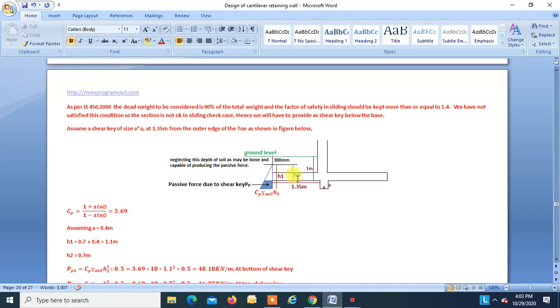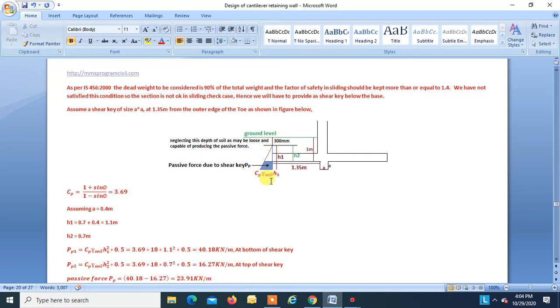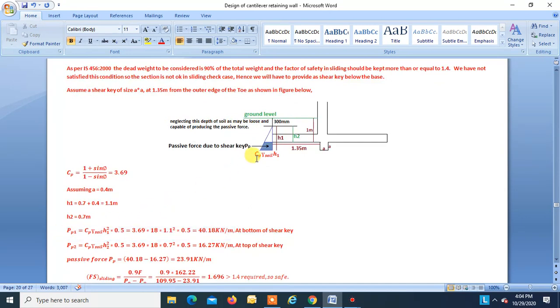We will be considering only 0.7, and this is 0.4 we are assuming. So H1 is 0.7 plus 0.4, that is equal to 1.1 meter. H2 is 0.7 meters, right? PP1 is Kp into density of soil into H1 into H1 into 0.5, that is equal to 40.18. PP2 is equal to Kp into soil density into H2 into H2 into 0.5, so that is equal to 16.27.